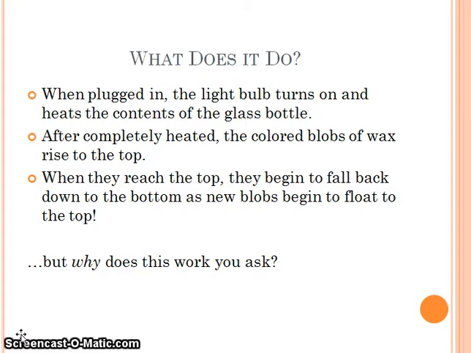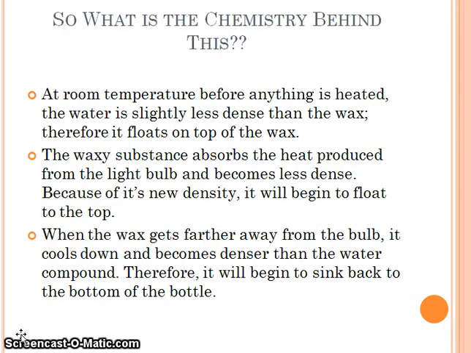So why does this work? Now to the more important stuff. What's the chemistry behind all of this? When the lava lamp is at room temperature, before anything is heated or plugged in, the water is slightly less dense than the wax, so it floats on top of the wax. Then the waxy substance absorbs the heat produced from the light bulb and becomes less dense. That is, after 20 minutes when it gets really hot. Because of its new density, it will begin to float to the top. Then when the wax gets farther away from the bulb, it cools down and becomes denser than the water compound. Therefore, it will begin to sink back to the bottom of the bottle.